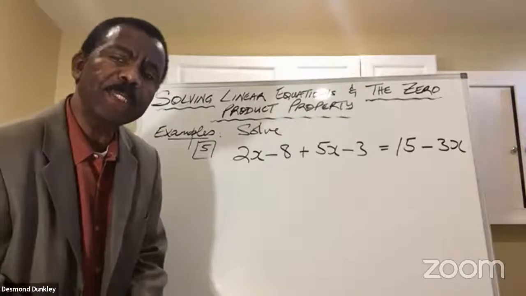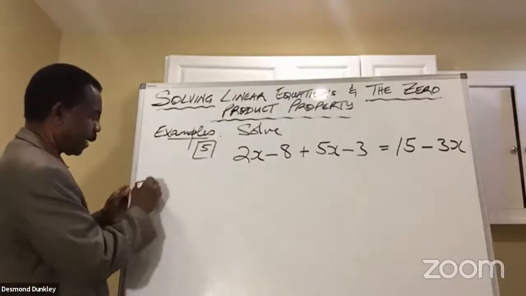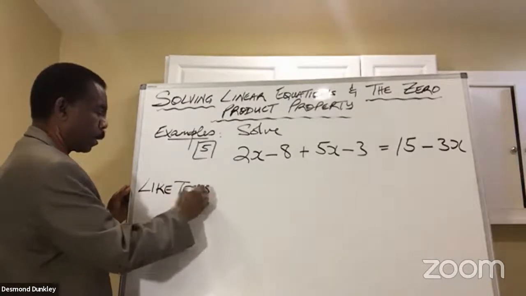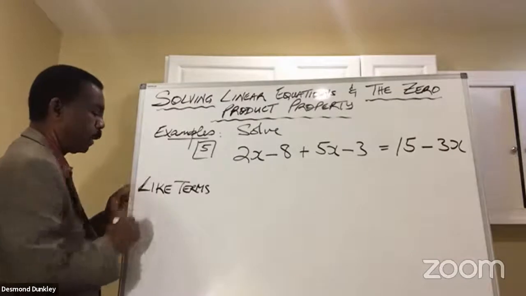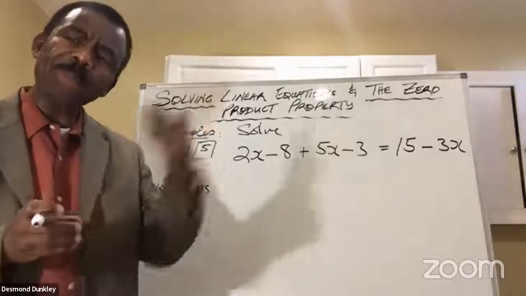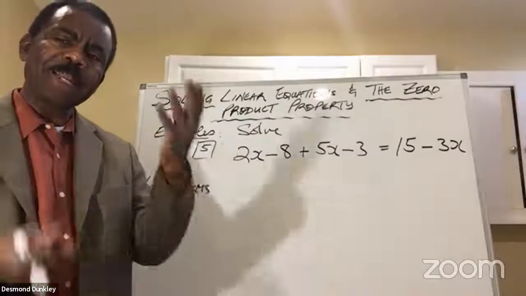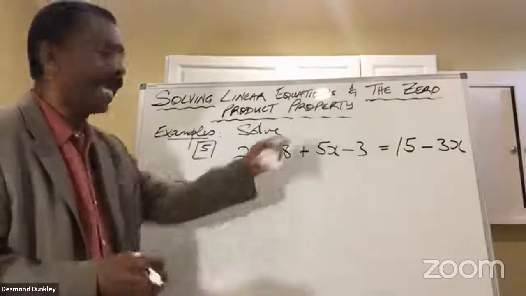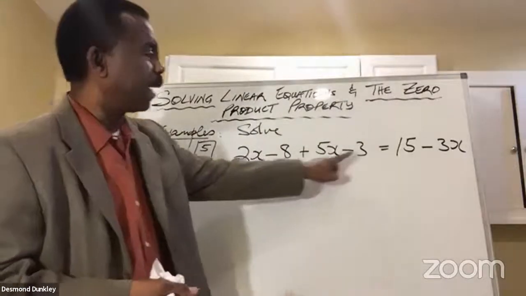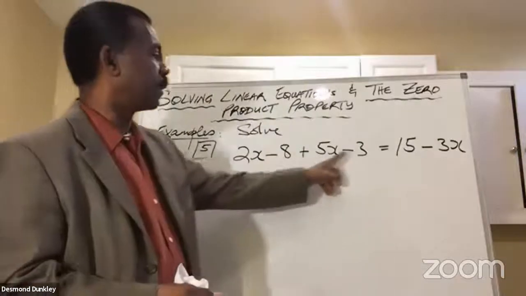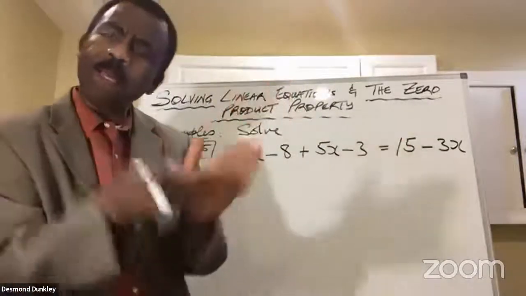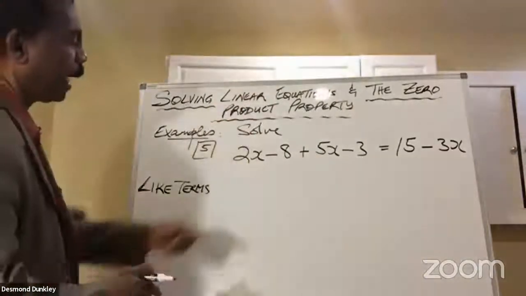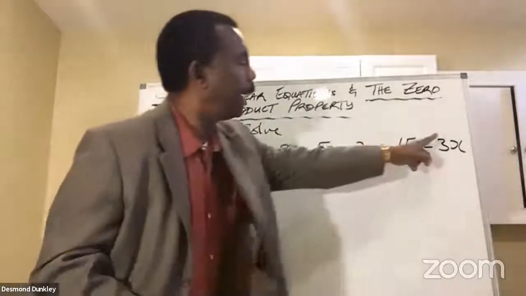In a previous class, we talked about like terms. We said that whenever you have like terms, you could add them together and you could subtract. If they're different, you can't add and subtract. So let's look and see what are the like terms. The x's are like terms, and the constants are like terms. So you can put the constants together, and you can put the terms with x's together, because they're all at the same power, 1, 1, and 1.